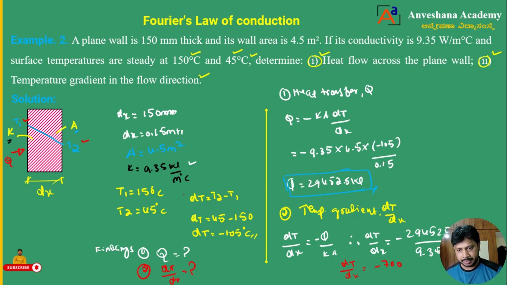What is the unit now? It is in degree Celsius per meter. This is the final answer, the second answer. Here you can also convert this. Q is in watt, K is in watt per meter Kelvin or meter degree Celsius, and A is the area in meter square, which you can cancel. Then the final answer is degree Celsius per meter or Kelvin per meter. This is how to solve the numerical. We'll continue in the next class. Thank you.